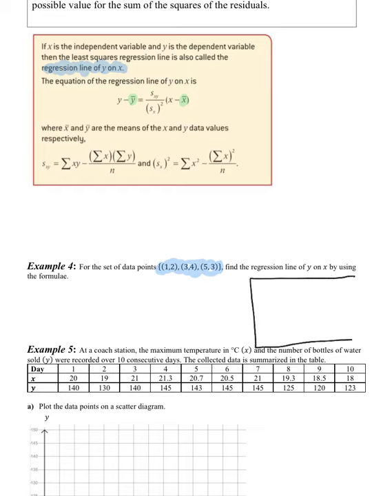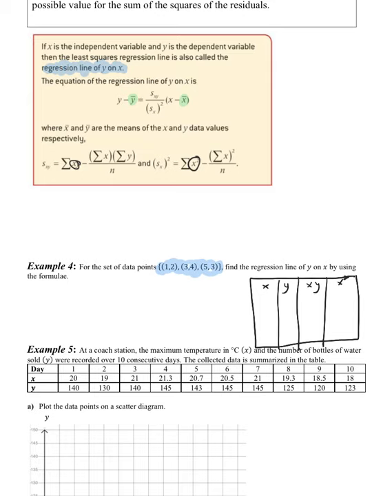Start by creating a table. I'm going to create an x column, a y column, an xy column, and an x squared column, because we have an x squared as well. And on the table, I'm just going to put the points in. There's 1 and 2. There was another one that was 3 and 4. And there's another one that was 5 and 3.